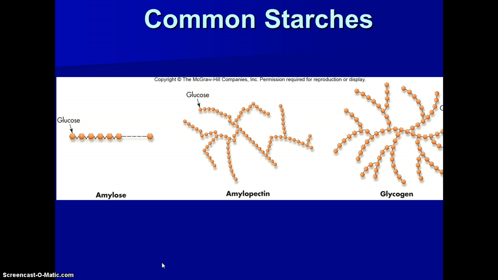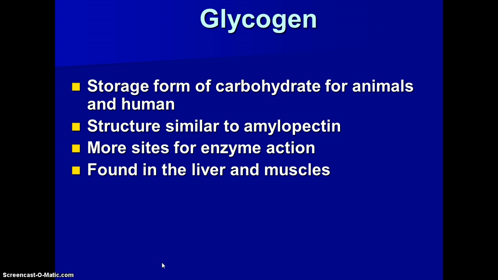We have about 1,400 calories total of stored sugar in our body. Some of it's in our muscles, but we don't use that as readily. That's really used for kind of fight or flight muscle. So that glycogen is that storage form.